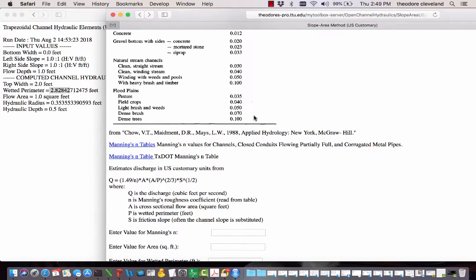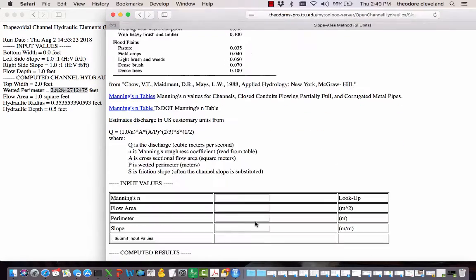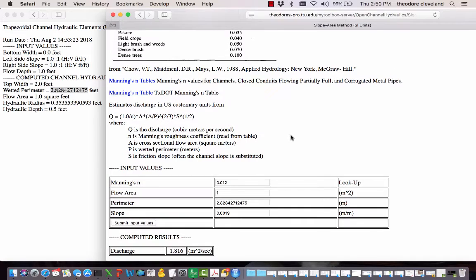Go to my other one, Manning's. Manning's n is 0.012. Flow area, 1 square foot. Perimeter, 2.82 meters. Slope, 0.0019. Hit the compute key, and we get a value of 1.816 meters cubed per second. That should be cubed, not squared.